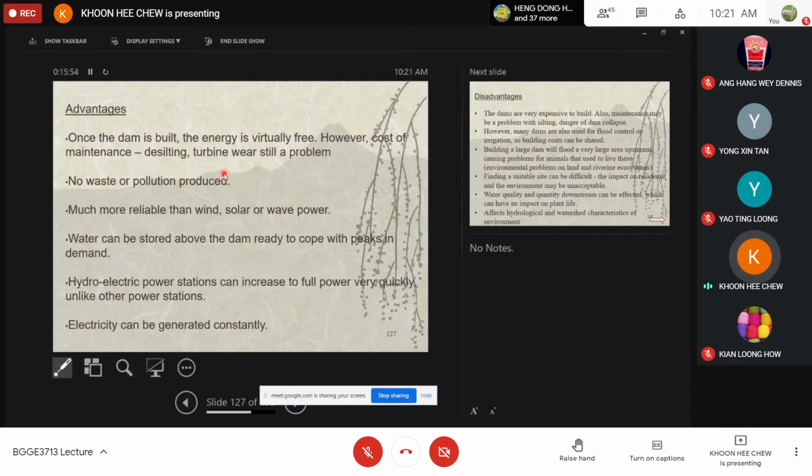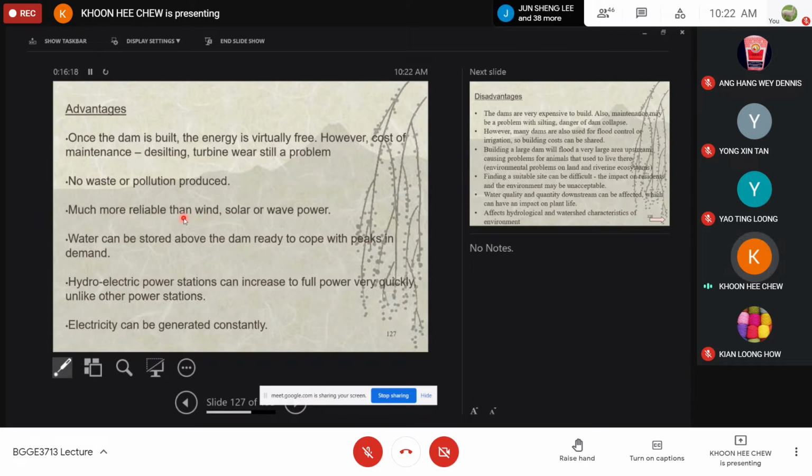And this one is also subject to argument. Some scientists have found that there are some greenhouse gases being emitted from the hydroelectricity generation plant. But the amount generated is very low, so that's why we claim it as no waste or pollution produced. It is much more reliable than wind, solar, and wave power. Why is it more reliable? Because we can control it anytime.